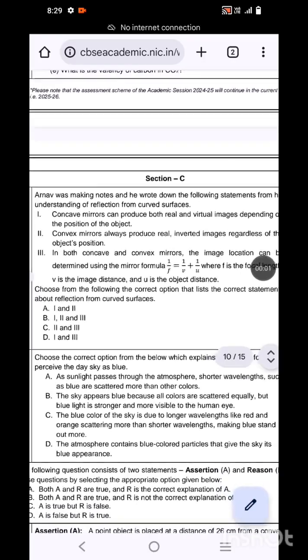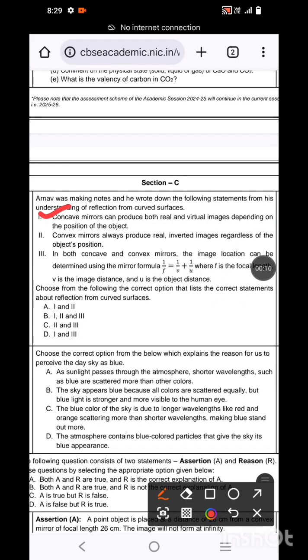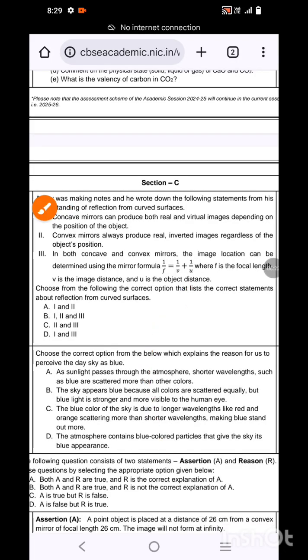Now, statements 2 and 3. Statements 2 and 3 are about the convex mirror. So we can tell statement 1 is true. But statement 2, what are they telling? Convex mirrors always produce real and inverted images. No. If we take any convex mirror, suppose I am taking a convex mirror.